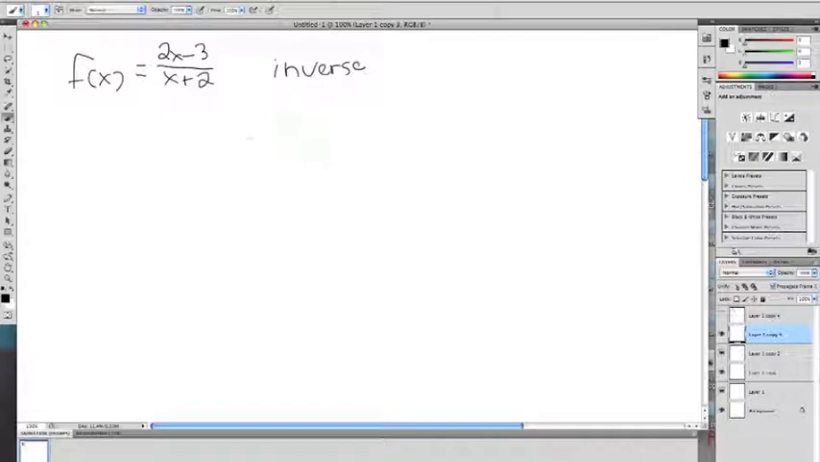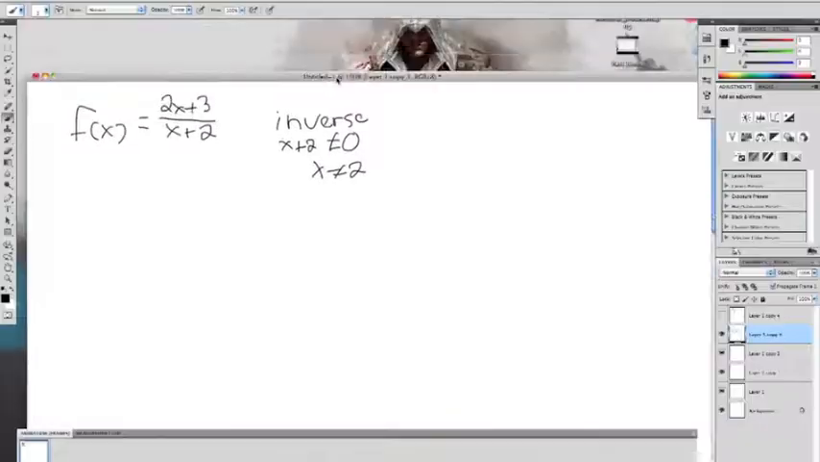Alright, first of all, let's start by finding the domain of this function. Since it's a fraction, and we all know the bottom of a fraction can't be 0 because you can't divide by 0, x plus 2 cannot equal 0. So x cannot equal negative 2. That's the domain for this function.